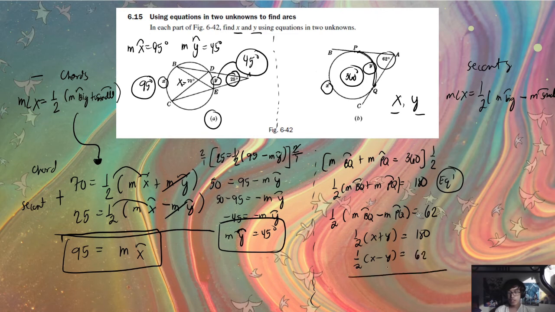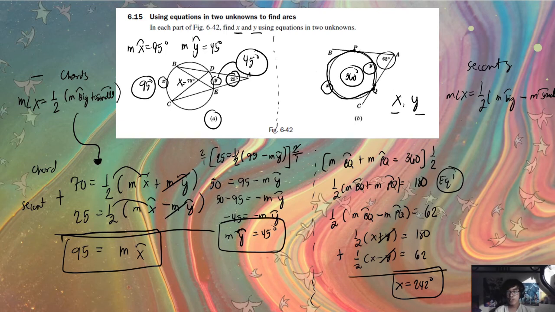And if we add both of these equations, the y's get cancelled out, and then we get x is equal to 180 plus 62. So that should give us 242 degrees. So therefore, the measurement of arc x is equal to 242 degrees. Now, if the measurement of this big arc is equal to 242 degrees, then what's going to be the measurement of the smaller arc, PQ?